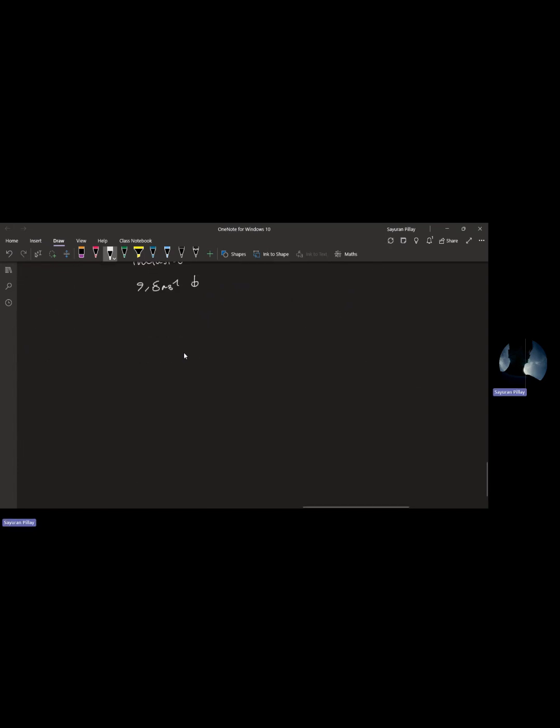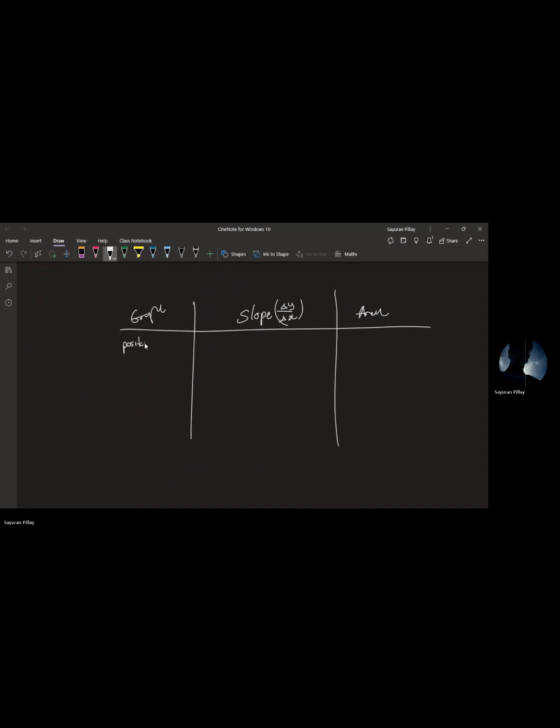Just in terms of graphs, this always helps. The slope means gradient, change in y over change in x. And then the area. The area of the graph of position versus time will give you velocity.